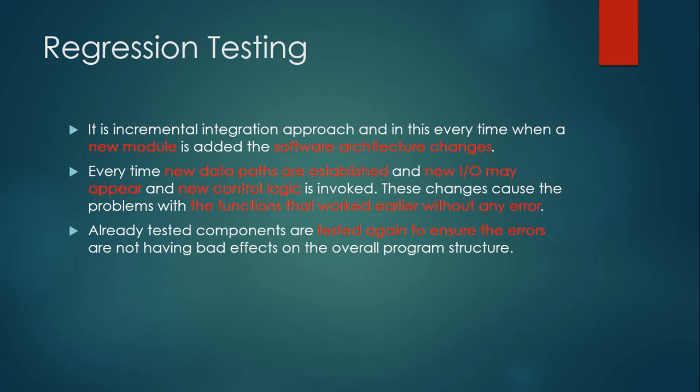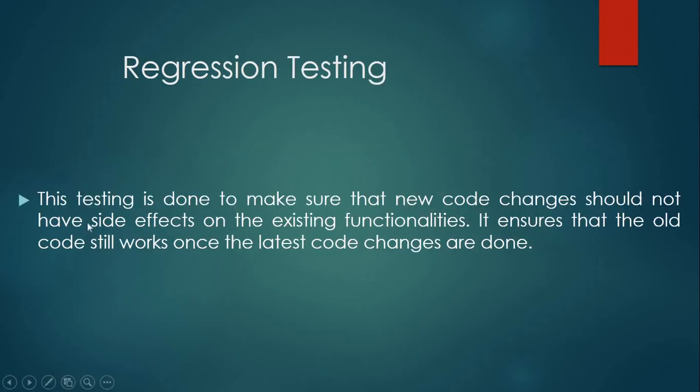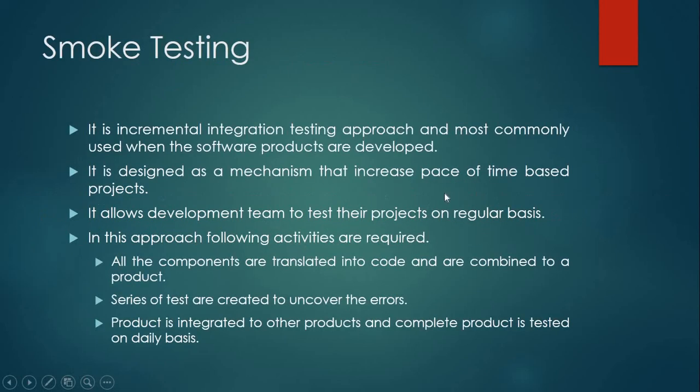Already tested components are tested again to ensure the changes do not have a bad effect on the overall program structure. So regression testing comes into the picture after adding a new module. After adding a new module, we will check again all the modules to see if they are working correctly or not. Regression testing is done to make sure that new code changes do not have side effects on the existing functionality. It ensures that the old code still works once the latest code changes are done.